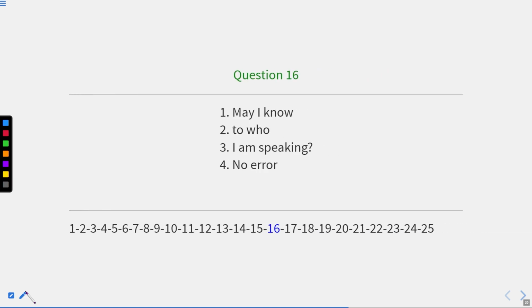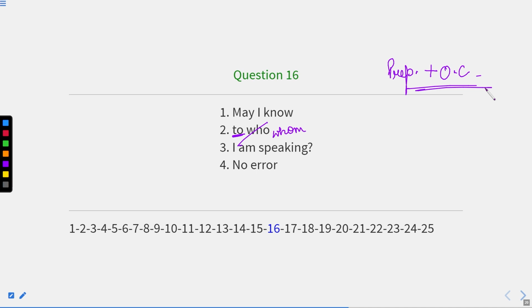Now let us move to question number 16. May I know to who I am speaking? Now to is a preposition, and after to we can only write objective case. So this who is incorrect, we should write whom. Whenever we have any kind of preposition, it can always be followed by objective case.